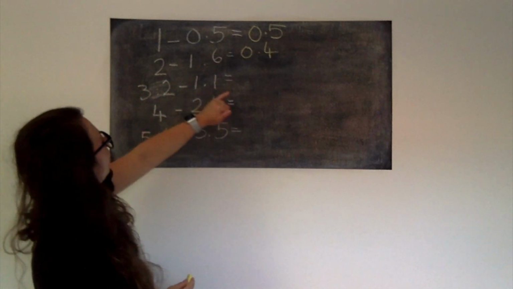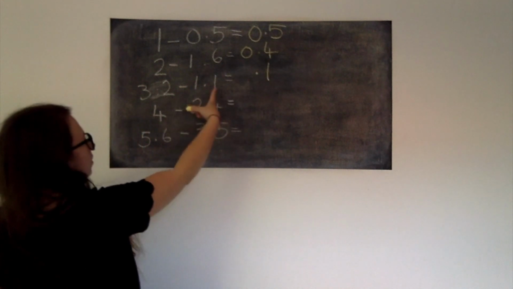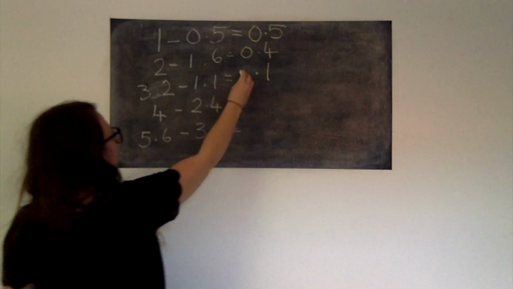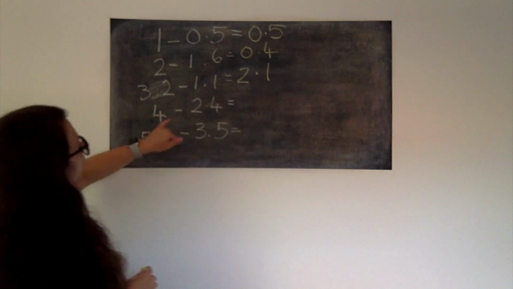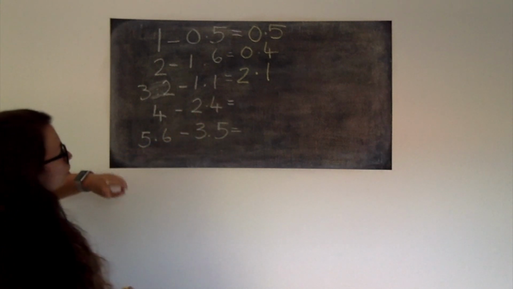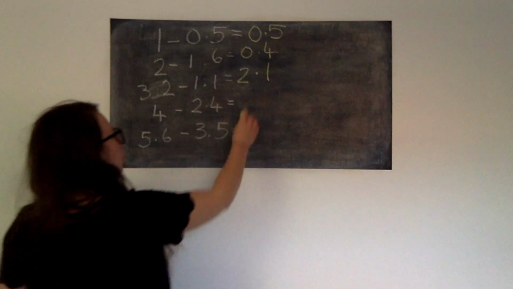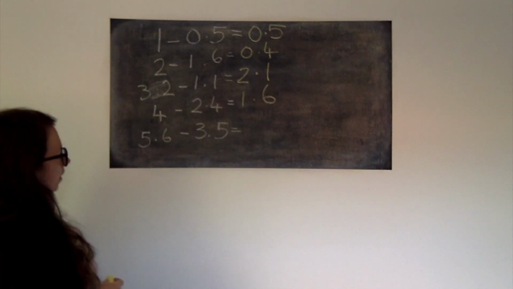3.2 take away 1.1, so we know it's going to end in 0.1. 2 tenths take away 1 tenth, 3 wholes take away 1 is 2. 4 take away 2.4, you can make this 4.0 if it's easier. So 4 take away 2 gives us 2. Then we need to take away our 0.4. So thinking about our number bonds, we've got 6 left, 1.6.